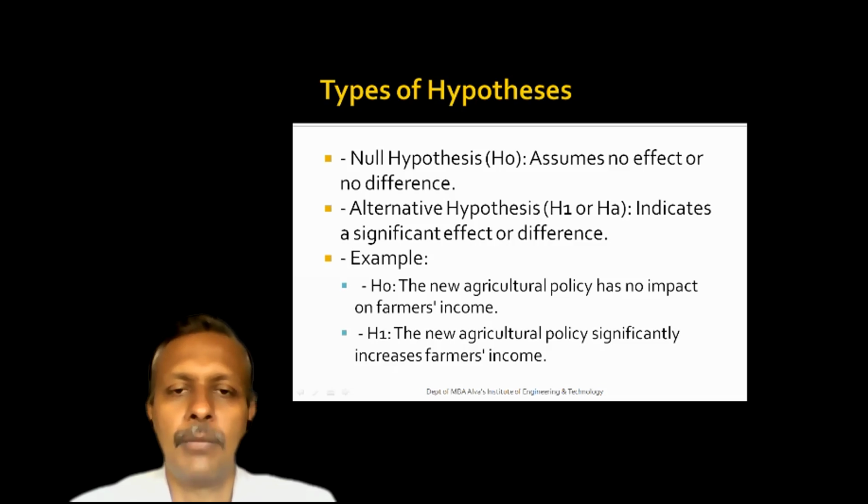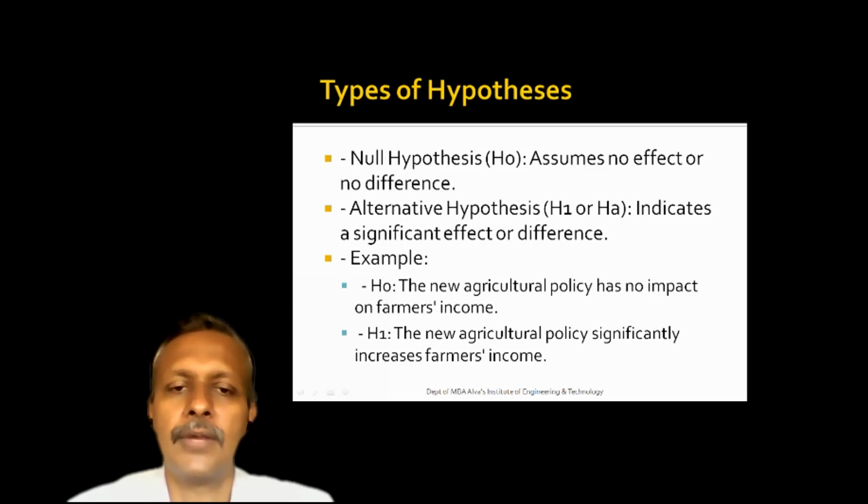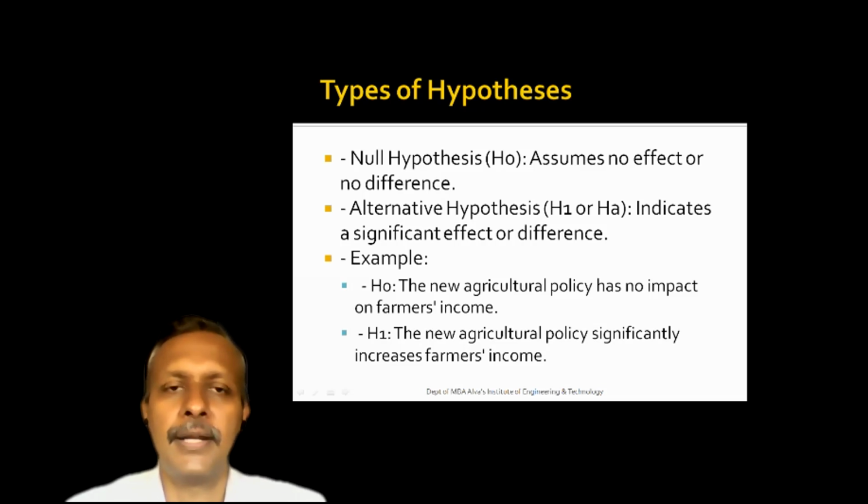We can understand this with the help of an example. H naught: the new agriculture policy has no impact on farmers' income, whereas the alternative hypothesis states the opposite. So it says that the new agricultural policy significantly increases the farmers' income. Usually the H naught, that is the null hypothesis, is always opposite to the researcher's assumption. The alternative hypothesis always supports the researcher's assumption. So that is the difference between the null and alternative hypothesis. With the help of data and statistical analysis, either we prove or we disprove these hypotheses.